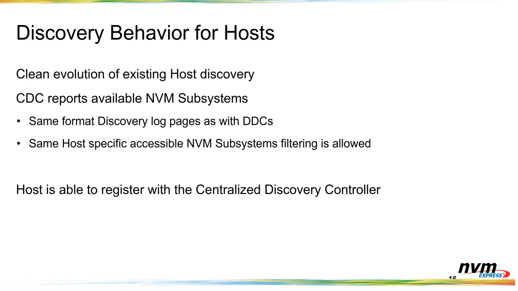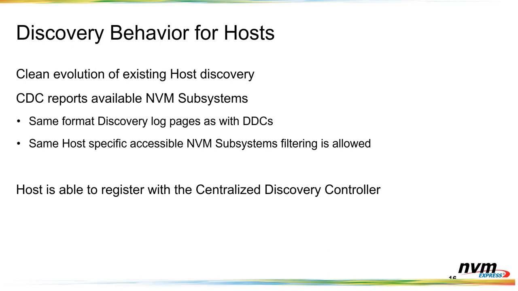The centralized discovery controller reports available NVMe subsystems using the exact same discovery log pages that hosts are already configured to understand, with the same host specific accessible NVMe subsystem filtering that's allowed. So a host that understands NVMe over Fabrics 1.0 discovery controllers can connect to a centralized discovery controller, read out the discovery log pages, and understand all of the basic information to connect to the systems behind it. We create a little bit of enhanced information that is new, but it's things the host can take advantage of. They don't have to.